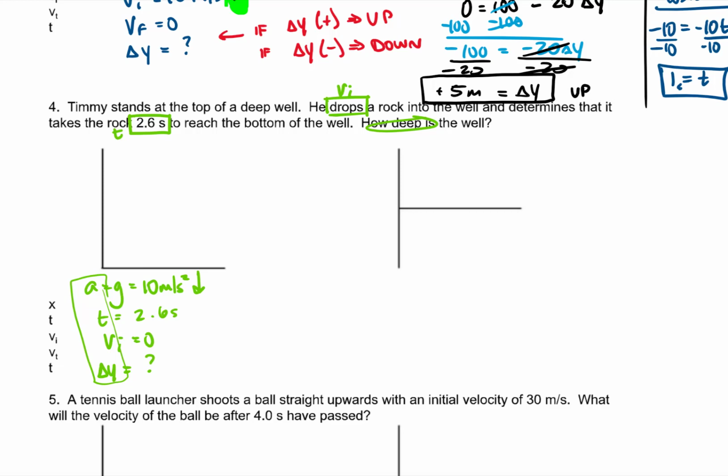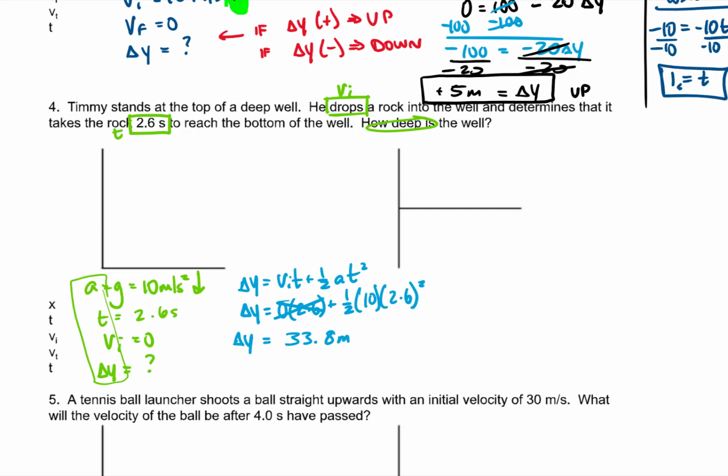Now, looking at all of that, we're going to use the third equation. Delta y is equal to v initial t plus 1/2 at squared. So, plugging in all our numbers, we have 0 times 2.6 plus 1/2 times 10 times 2.6 squared. Now, because it's 0 times 2.6, you multiply all that out, and delta y ends up being 33.8 meters. That's our delta y. And it's down, because everything's down in this question.